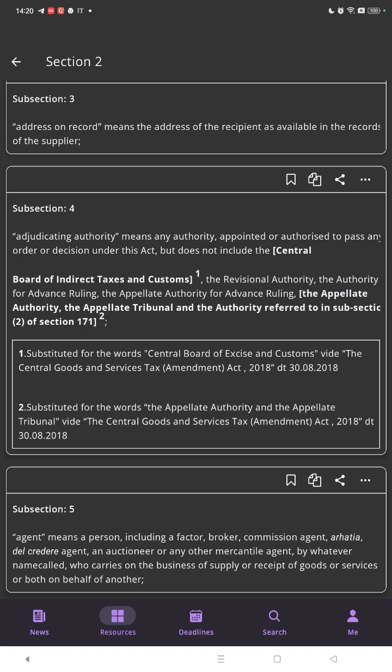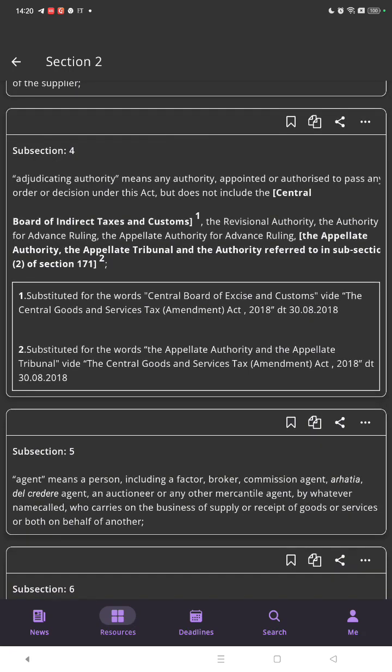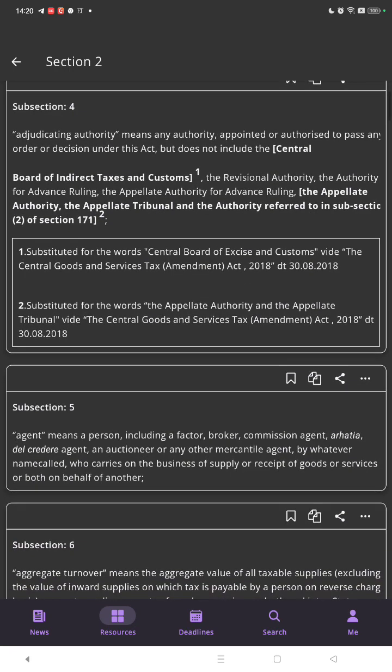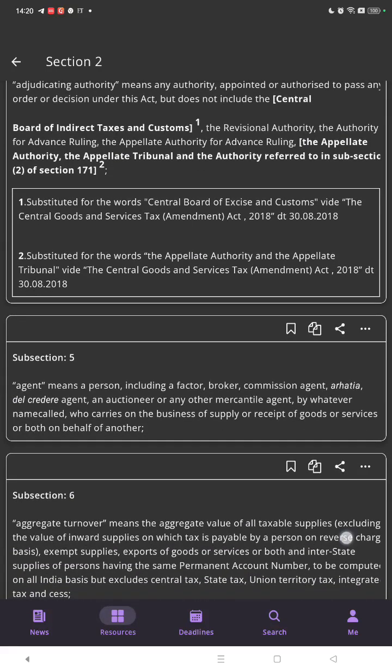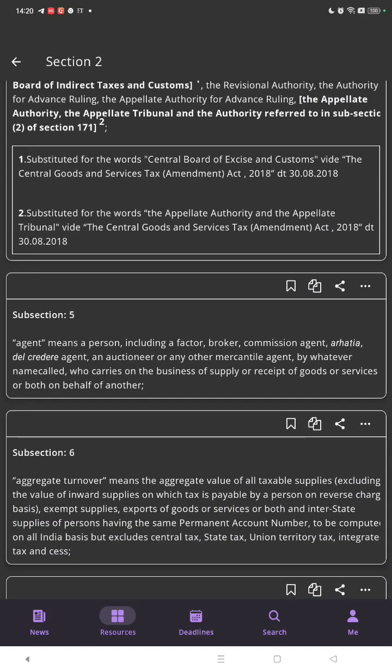of section 171. Substituted for the words Central Board of Excise and Customs, and substituted for the words Appellate Authority and Appellate Tribunal vide the Central Goods and Services Tax (Amendment) Act, 2018 dated 30th August 2018. Subsection 5, agent.